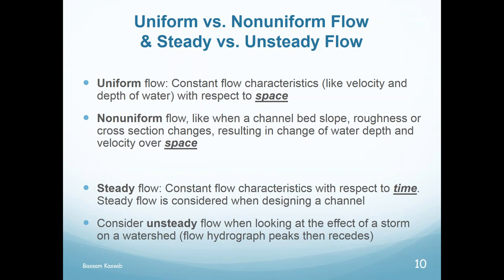And the reason it changes could be for many reasons. It could be if the channel bed slope changes, that means the velocity and the depth of water is gonna change. If the roughness changes, that means in one place you have concrete, in another place you have pebbles and rocks, in a third place you have vegetation. So the roughness is changing in the channel, so will the velocity and depth of water, because the condition is non-uniform. And also the channel cross-section changes from circular to trapezoidal to rectangular to any natural cross-section. That means the depth of water and velocity will change. That's why we call it non-uniform.